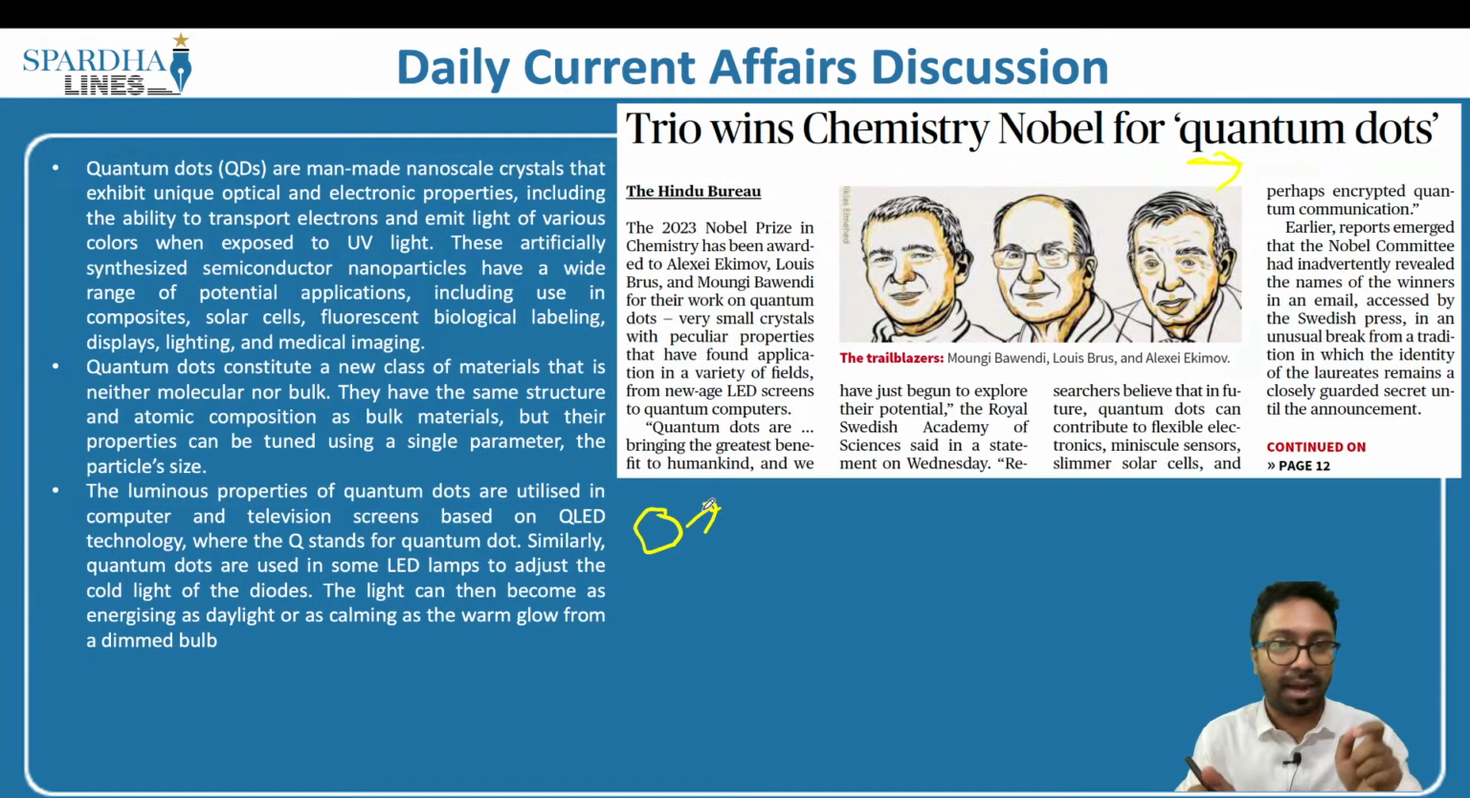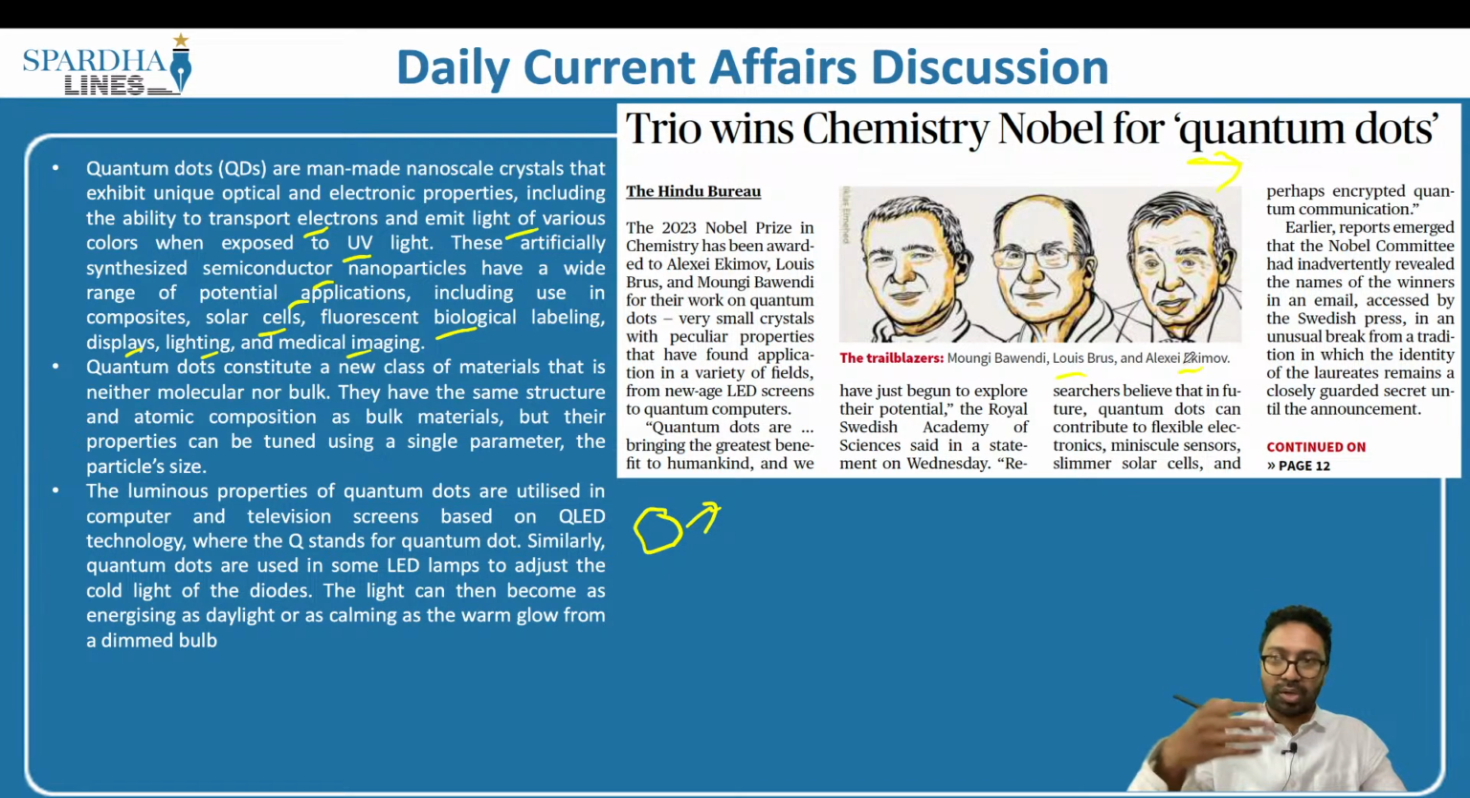So quantum dots are man-made nanoscale crystals that exhibit unique optical and electronic properties, including the ability to transport electrons and emit light of various colors when exposed to UV light. These artificially synthesized semiconductor nanoparticles have a wide range of potential applications, including uses in composites, solar cells, fluorescent biological labeling, displays, lighting and medical engineering. Because these three people, Moungi Bawendi, Louis Brus and Alexei Ekimov, contributed to the concept of quantum dots, they have been given the Nobel Prize.